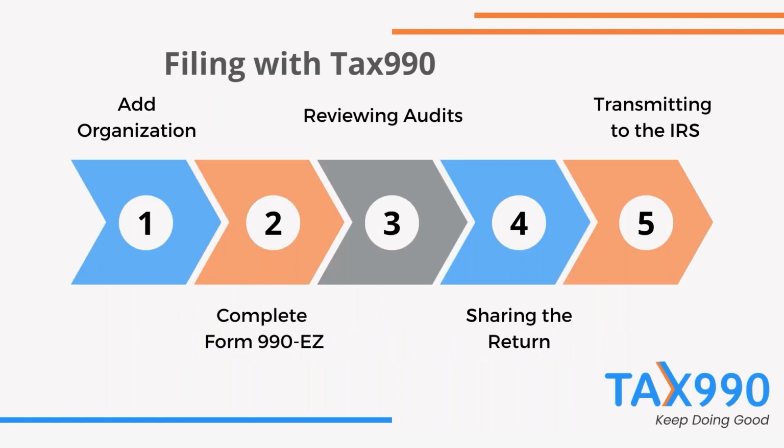The process for filing with Tax990 can be very simple. You're going to create the account, add your organization, complete your form, and review it in the audit. We do an internal audit just to make sure that you've met all of the IRS guidelines and you don't have any missing parts on your form. It makes sure all of your calculations are correct based on IRS instructions, and so on. We don't allow you to transmit until you've cleared that audit, so you can be confident that you're submitting the most complete form to the IRS.